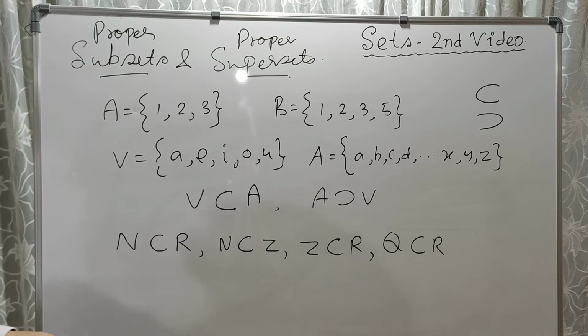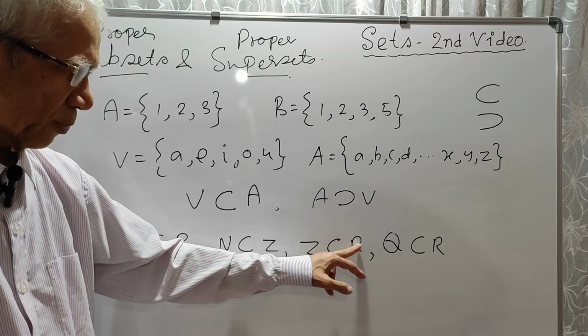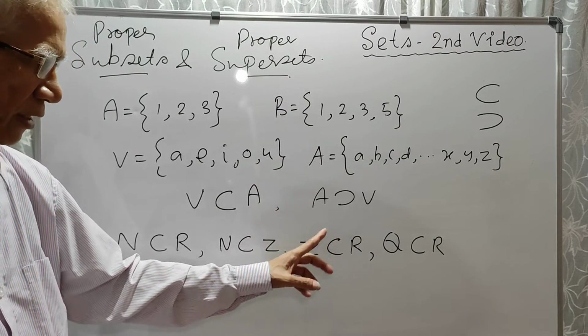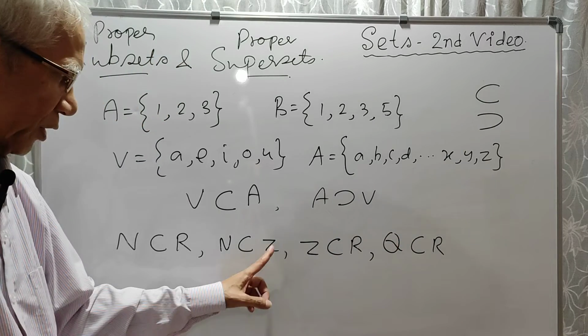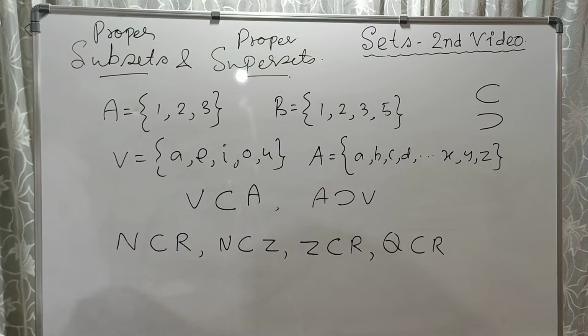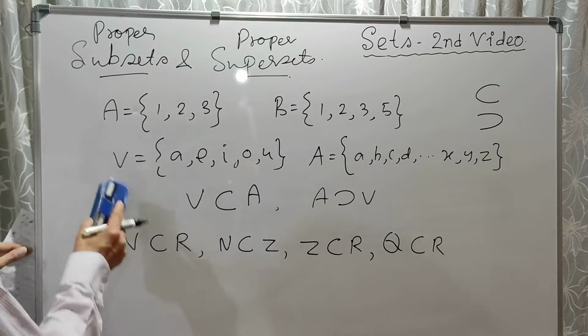So if Z is a proper subset of R, then R should be a proper superset of Z. The converse is true. So R is a proper superset of Q, and Z is a proper superset of N. So that way, the idea of proper subset and proper superset.